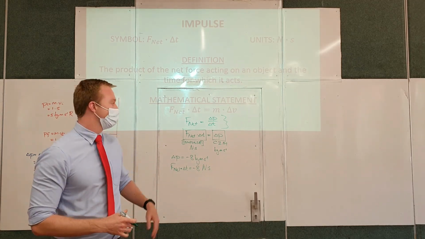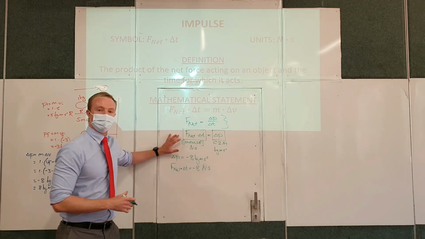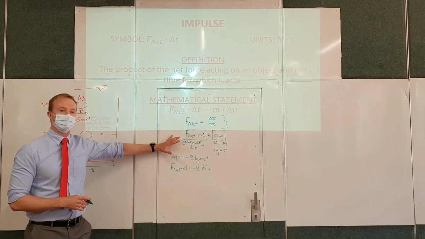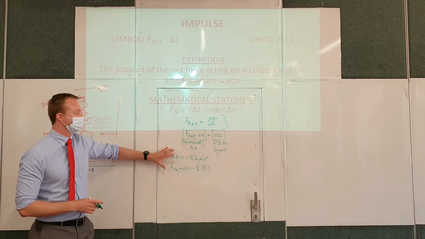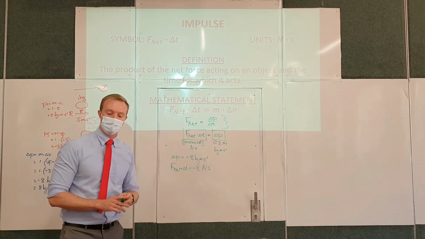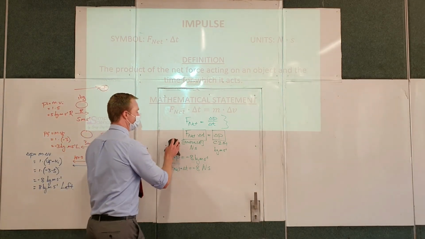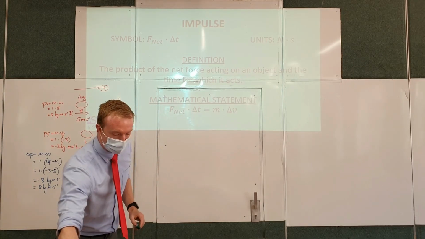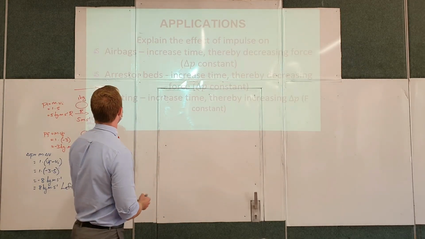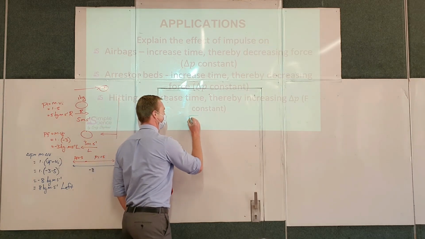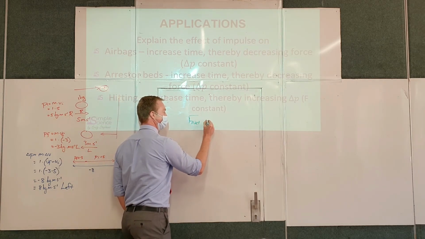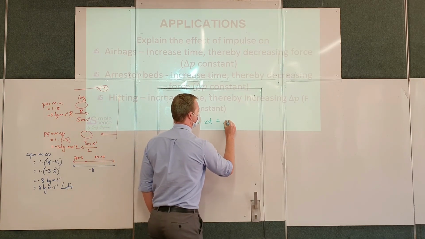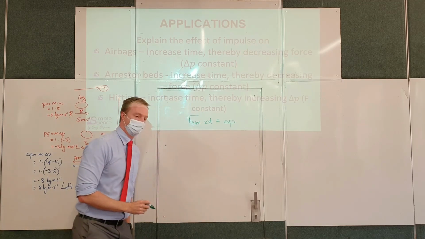Alright, so those are the calculation parts of impulse, which is actually something we come across less often than the actual applications of impulse. The applications of impulse, there are 3 main ones. I'm going to write the formula down. Once again, F net delta t is equal to delta p.